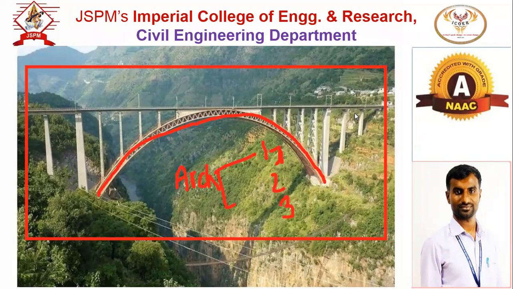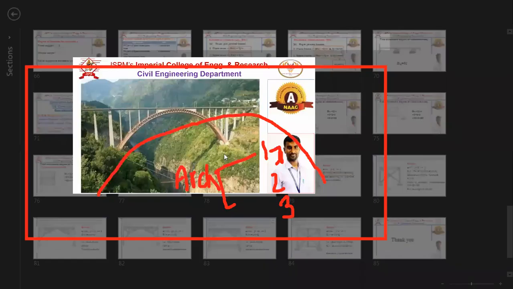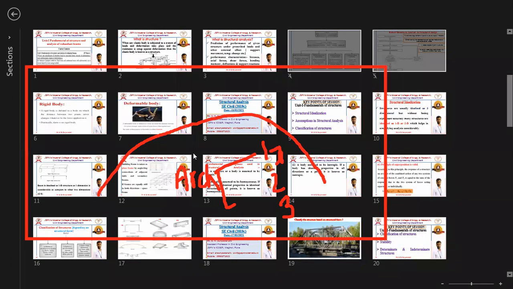Arch is either 1D, 2D, or 3D. 2D, sir. Look, arch is a one-dimensional structure. You have discussed this while classifying the structure based on structural form. Arch is not 2D, arch is 1D because the length or span of the arch is predominant.